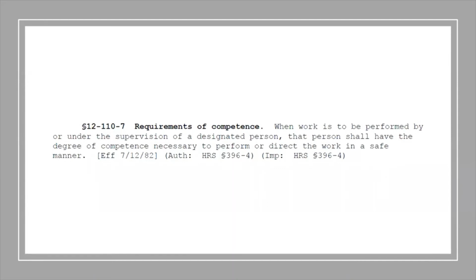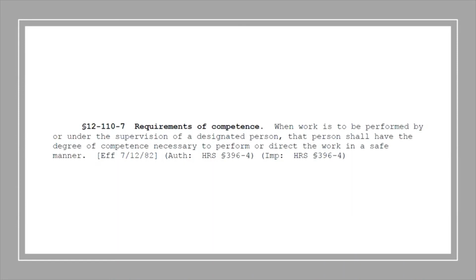And so this says, when work is to be performed by or under the supervision of a designated person, that person shall have the degree of competence necessary to perform or direct the work in a safe manner. So this is a general requirement. So if there's a specific regulation that is silent on the competent person requirements, then guess what? In the state of Hawaii, every rule that it's silent on defaults back to this general requirement, okay? Anybody we put in charge of work has to have a degree of competency necessary to perform or direct the work in a safe manner.